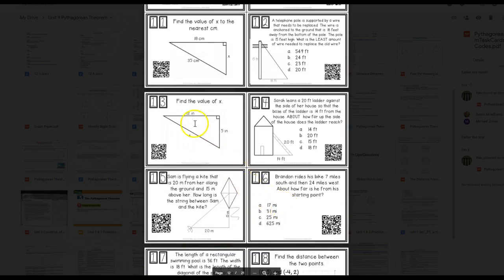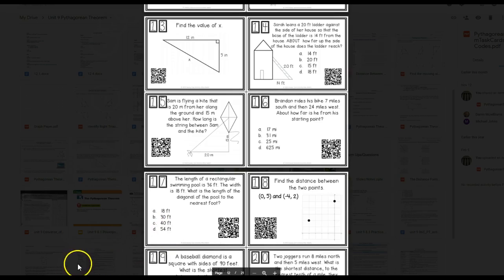Number 13. Okay, you have the legs, and you need to find the hypotenuse. Okay, this one here, it says, Sarah leans a 20-foot ladder against the side of her house so that the base of the ladder is 14 feet from the house. About how far up the side of the ladder does the ladder reach? Okay, so you're looking for a leg because that is your hypotenuse.